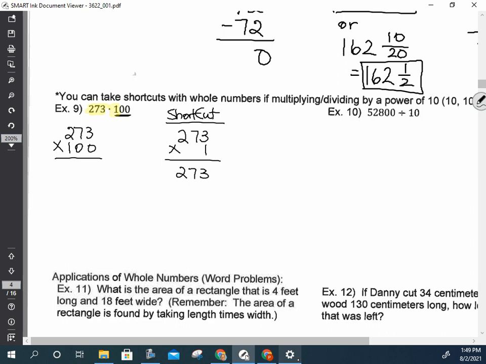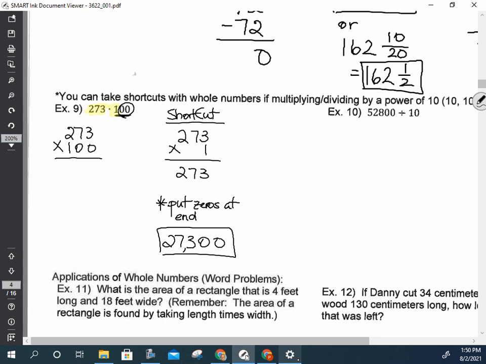So we dealt with everything except these 2 zeros. So for those 2 zeros, you put those 2 zeros at the end of the problem. So your answer would be 273 with 2 zeros attached to it. 27,300.